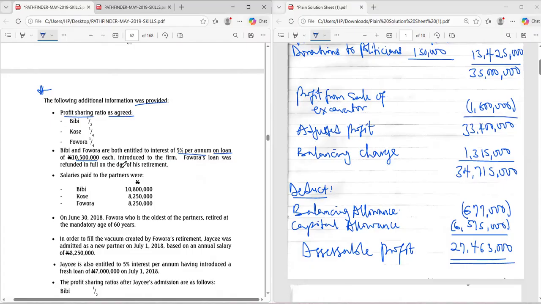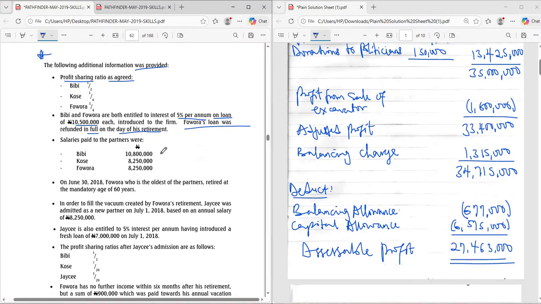Then I said, Powora's loan was refunded in full on the day of his retirement. So I think Powora retired from the partnership, and we gave him his loan, 10,500,000, on the day he retired. Yeah, the full loan. And then that's the salaries paid to the partners.